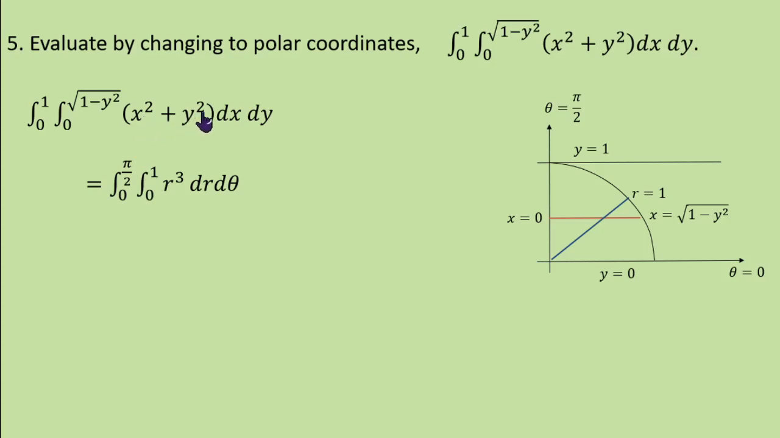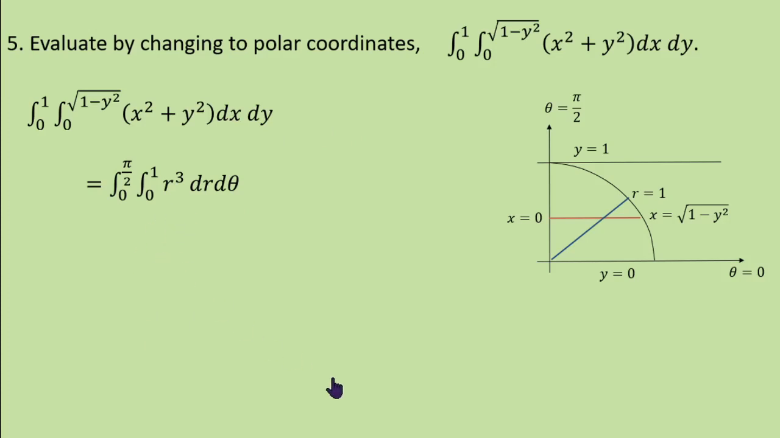X is r cos theta, y is r sin theta. Therefore, x square plus y square is r square. Dx dy is r dr d theta. Totally it becomes r cube. Follow now? X square plus y square is r square. Dx dy is r dr d theta. And hence it is r cube dr d theta.